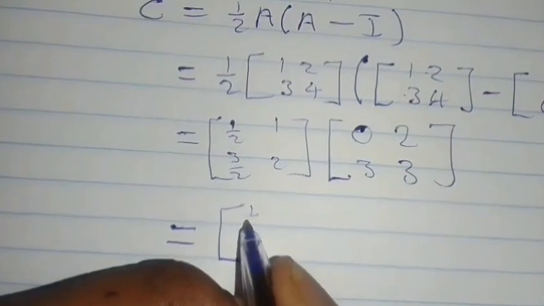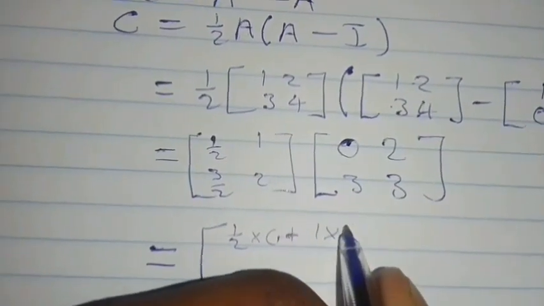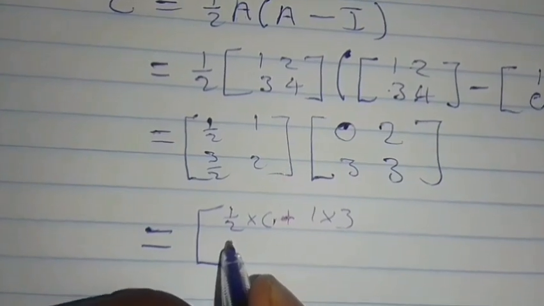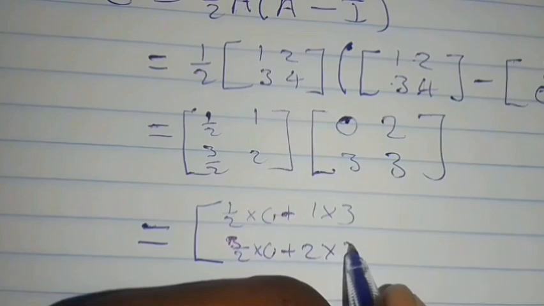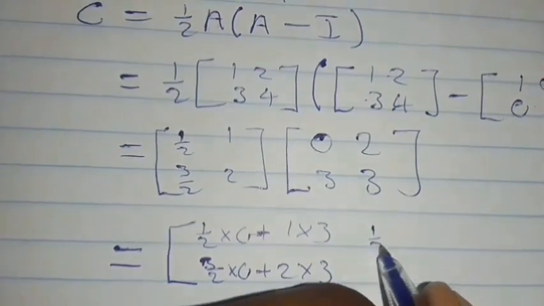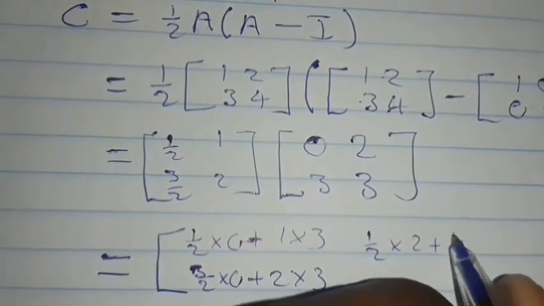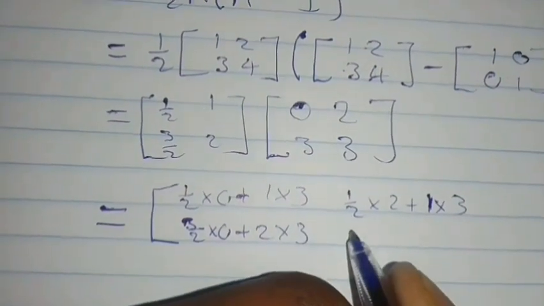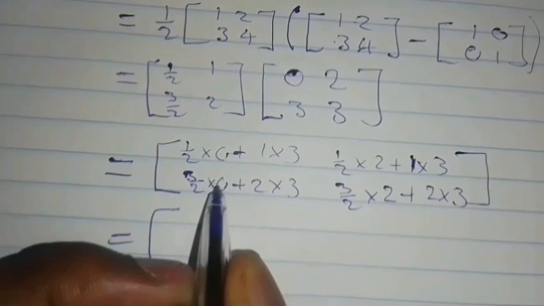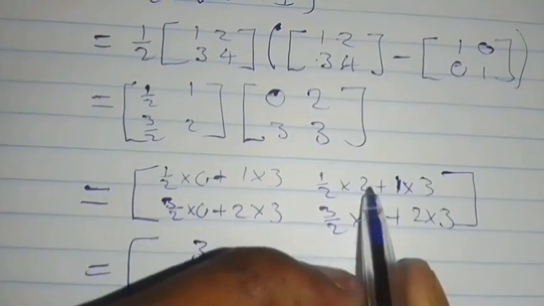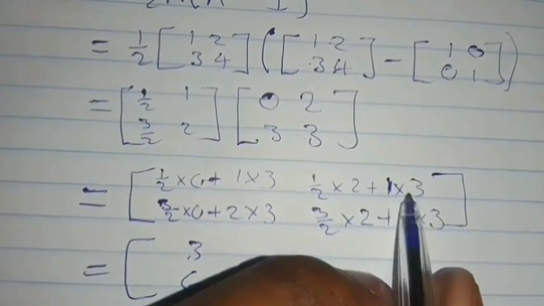So we're going to have half times 0 plus 1 by 3. Then we have 3 over 2 by 0 plus 2 by 3. And then we have half times 2 plus 1 by 3. And then we have 3 over 2 by 2 plus 3. And here we're going to have 6. And here we're going to have half times 2, which is just 1. And here we're going to have 3.